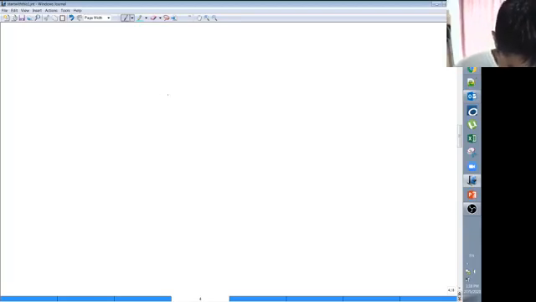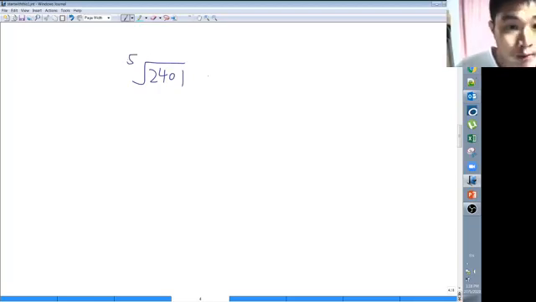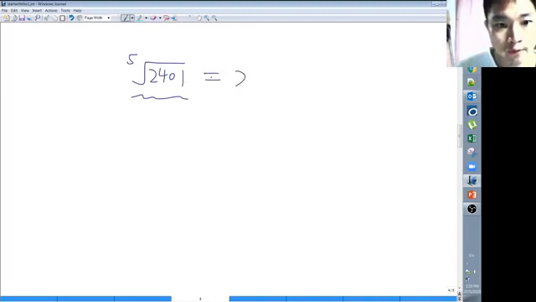So if you get this, okay, and I hope you can see that this is neither square root or cube root, but 2401 to the 5th root. Okay, so if you express it in this indices form, you're supposed to get 2401 to the power of 1/5.